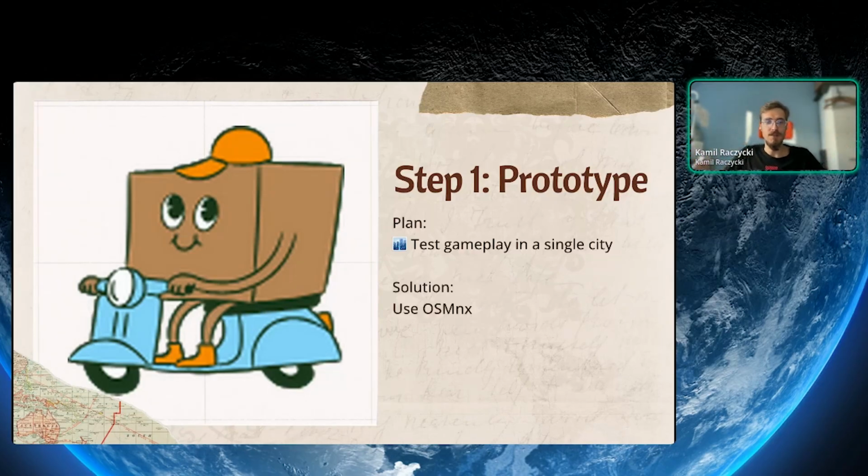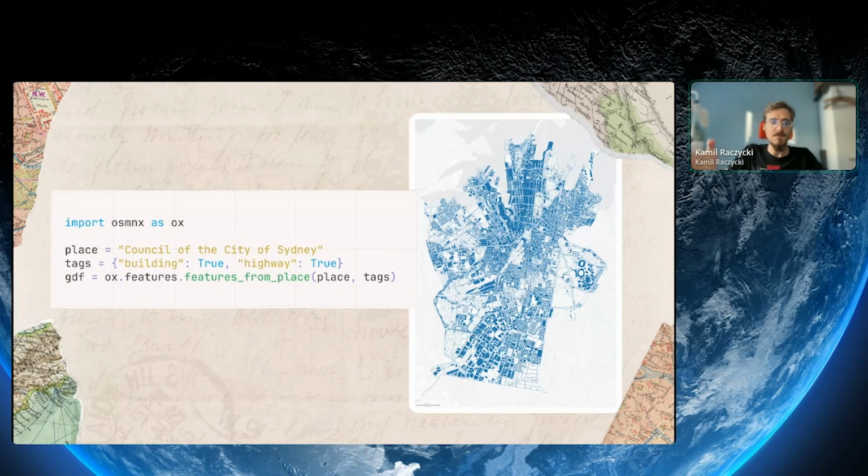We do a quick Google search and we find that OSMnx is the most popular Python tool to get OSM data. So, okay, let's use it. Here is the code to get data with OSMnx. We define a place, we define some tags, so buildings and highways, and we get a GeoDataFrame for the GeoPandas library with this simple function.